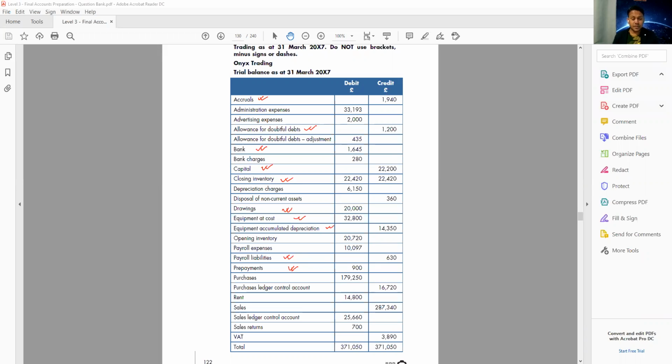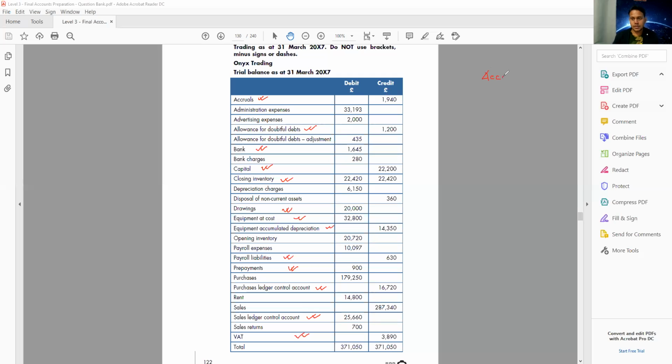Purchase is relevant to profit and loss account, so it will not come. Purchase ledger control is a trade payable. It is a current liability, it will come. Rent, no, is expense. Sales income, no. Sales ledger control, yes. Trade receivables, that will come. Sales return, no. Item for the income statement. And the VAT, VAT is the liability, yes. So let's write it down quickly, all of this.